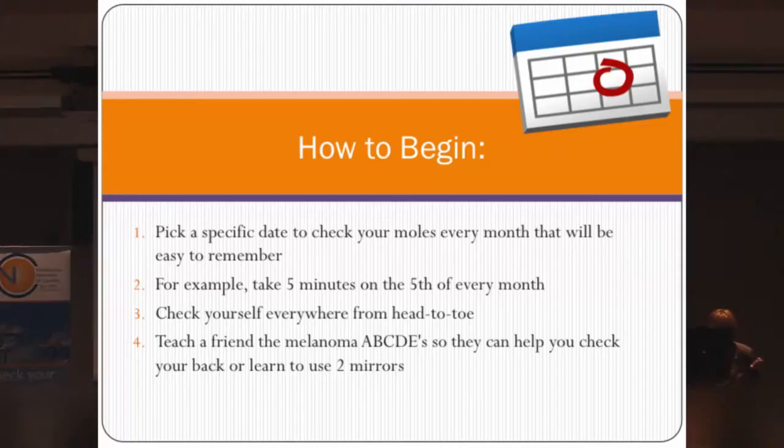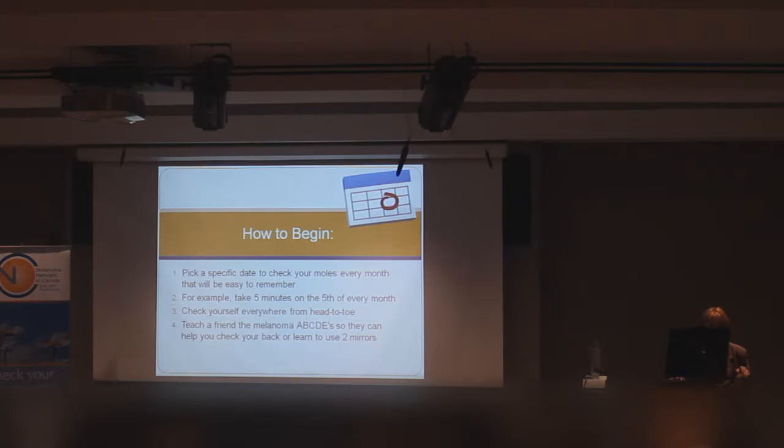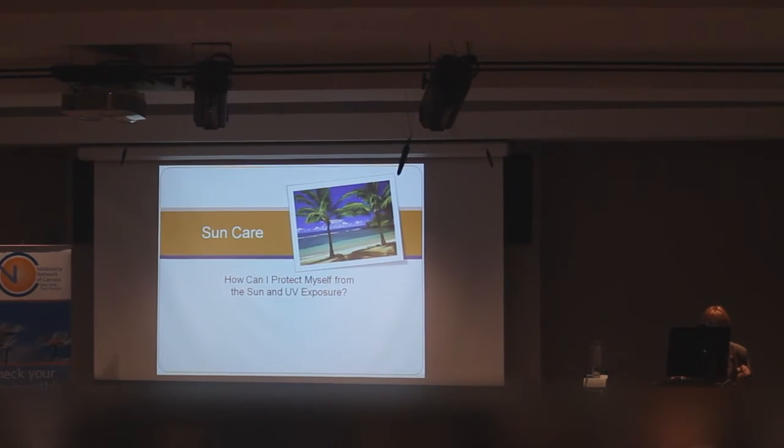Second thing is, teach a friend the ABCDE so that they can help you check your back, or learn how to use 2 mirrors. A person was asking earlier in the day, how do I check my back? Well, it's basically using a couple mirrors and checking your back and just getting to know what's on your back and be familiar with any changes when they happen. My wife's better. Yes, a friend or a wife's better, and then you're passing the knowledge on and more people are learning.